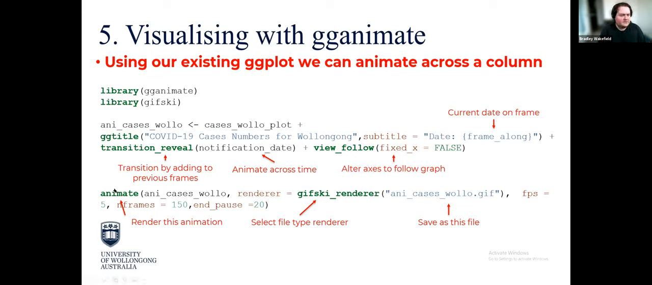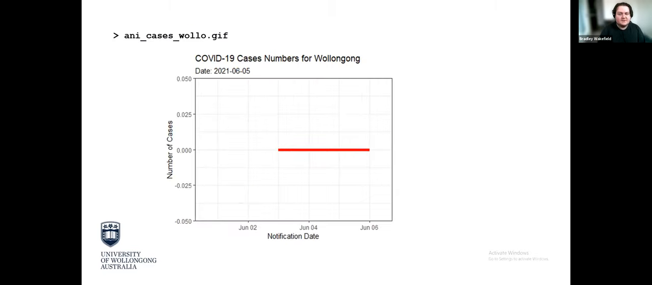All right, so once I've got this all set up, all I have to do is render it. So I use this animate function here. I tell it to render my saved gganimate object. I tell it what to render it as, so I'm telling it to render it as a GIF. It's going to save this GIF into my working directory. I told it to do 5 frames per second with 150 frames, and I want it to pause on the last frame for the equivalent of 20 frames. And so when I render this animation, it comes across looking like this.